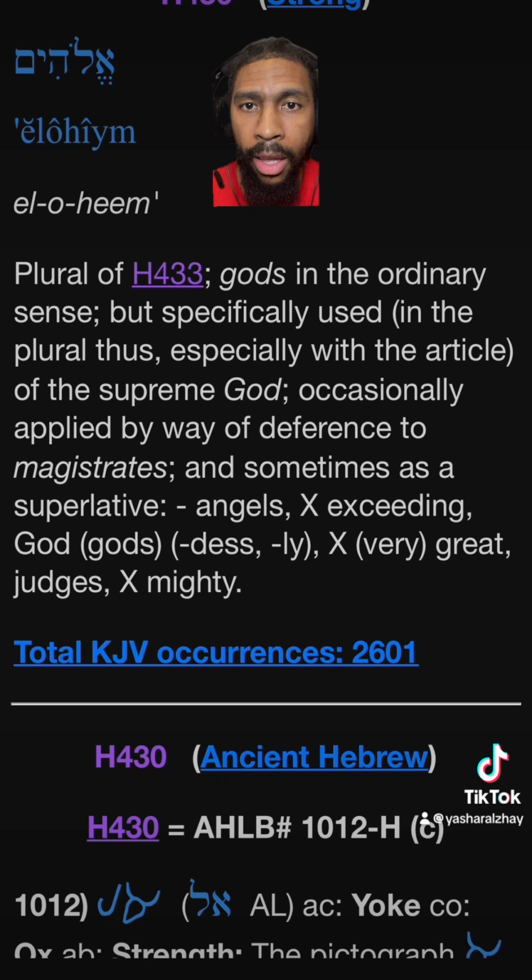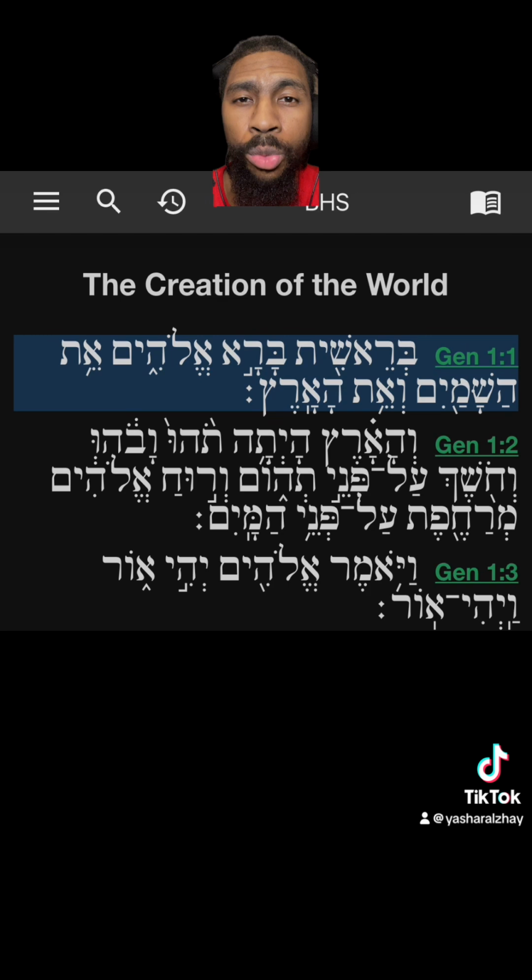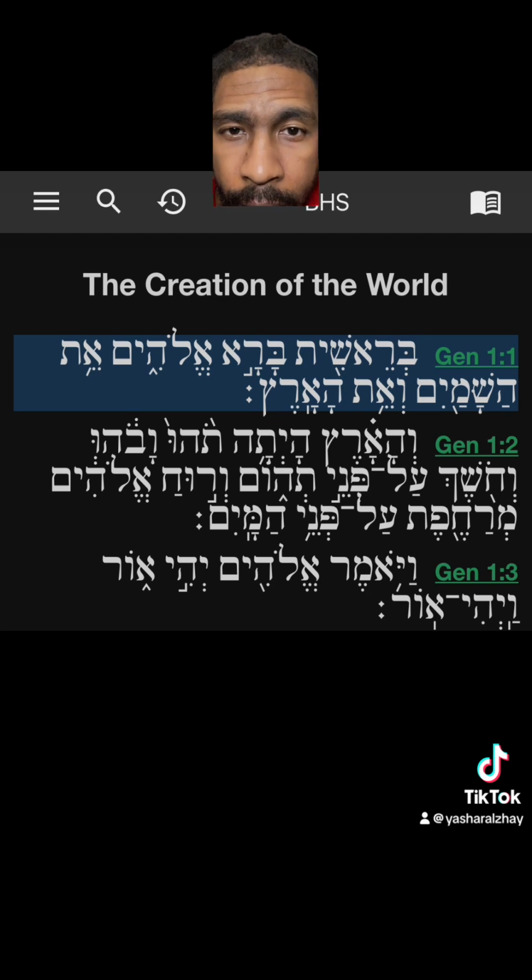It means gods in the ordinary sense, but specifically used in the plural, thus, especially with the article of the supreme God. Now, for the context, I'm not going to read the whole definition. Y'all got it right here, but we obviously understand that this is talking about the supreme God in Genesis chapter 1, verse 1. Now, let's see what Genesis 1:1 says in Hebrew. It says, Bereshit bara Elohim et hashamayim wa et haaretz.